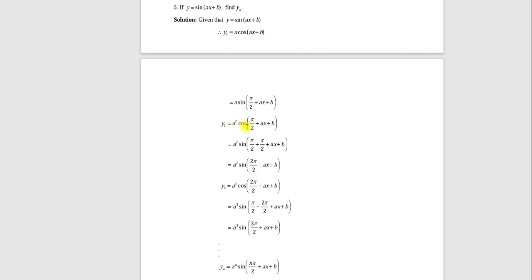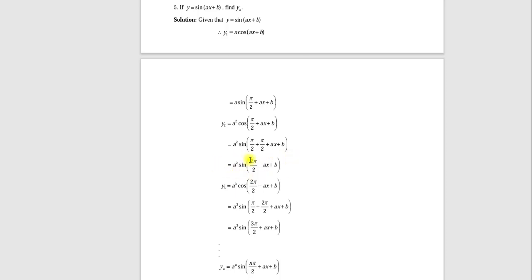Now let us again change this cos to sine, and as we know cos theta equal to sine of pi by 2 plus theta, so we changed it from cos to sine and added an extra pi by 2 here. So we can write this pi by 2 plus pi by 2 as 2 pi by 2. So that's our y2. Let's not cut this 2, as this will help us to determine the pattern. Now let's differentiate this part again and find y3.